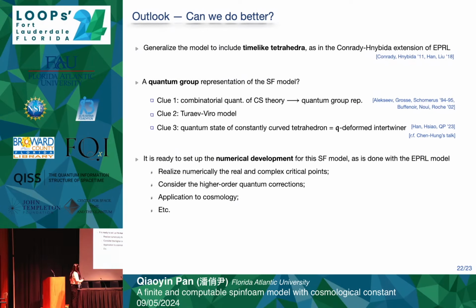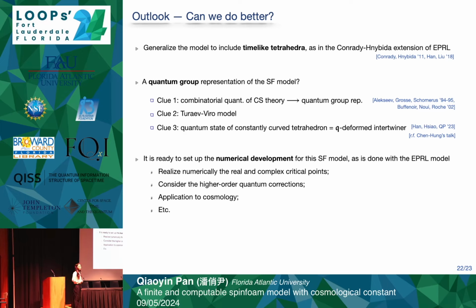The reasons are the following. First, this Spinfoam model is based on the Chern-Simons theory on the spring manifold, and we know the combinatorial quantization of Chern-Simons gives the quantum group representation very naturally. And second, the Turaev-Viro model is a 3D Spinfoam model with also a non-zero lambda, and this has a quantum group representation. We expect that our Spinfoam model can also be seen as a 4D version of the Turaev-Viro model. So we expect that there should be a quantum group representation of the Spinfoam model. And lastly, based on a recent work with Muxin and Chen Hun, we find that the quantum state of a constantly curved tetrahedron is given by a Q-deformed intertwiner. It is written in terms of quantum groups. And this also motivates us that there should be a quantum group representation for this Spinfoam model.